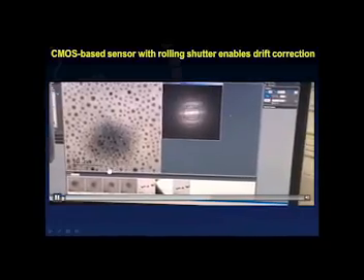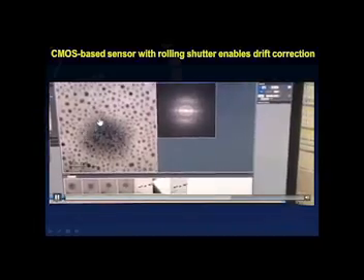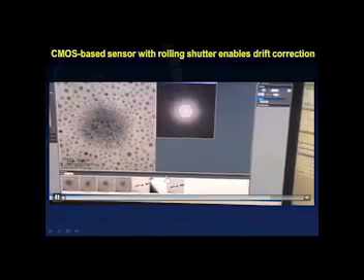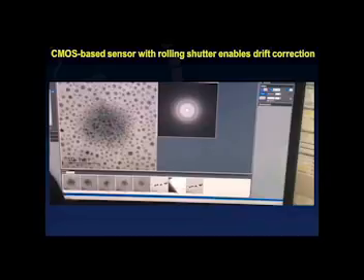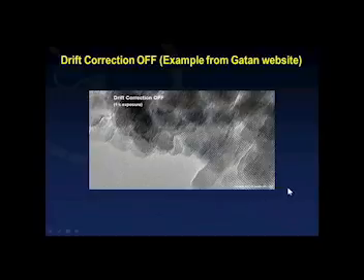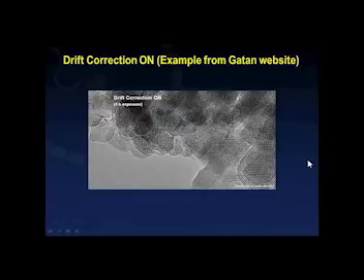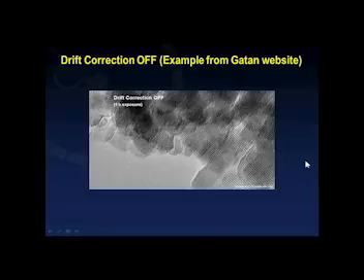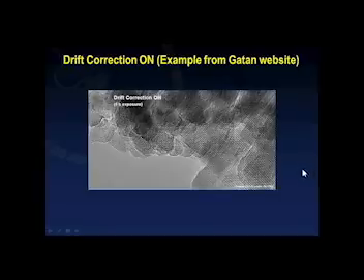And with the rolling shutter, one can enable drift correction, whereby the camera would basically acquire multiple frames and do a cross-correlation of multiple frames. And what in turn you will get will be an image with minimum or no drift. So these are two examples of TEM images which I had extracted from the Gatan website, showing drift correction off versus drift correction on. So you can see that the quality of the image significantly improves with drift correction on.